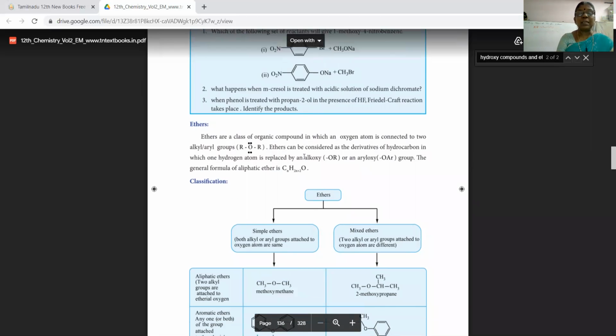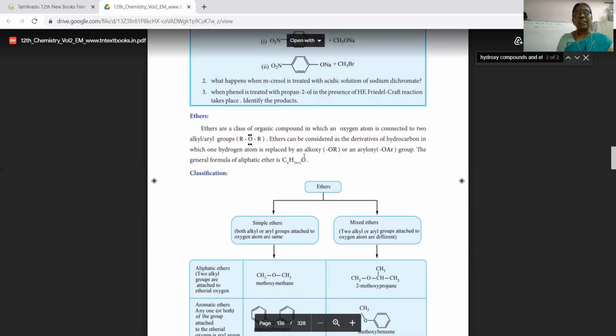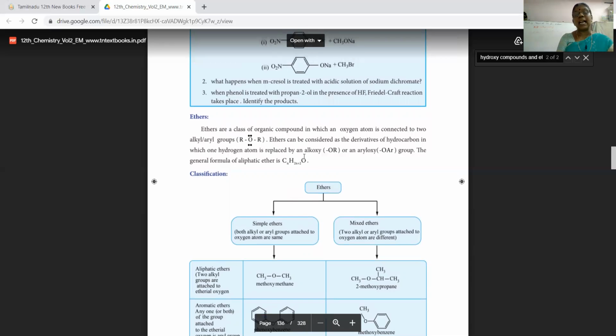Okay, now we will pass on to another one, that is ethers. Ethers are a class of organic compounds in which an oxygen atom is connected to two alkyl or two aryl groups, or it may be one alkyl and another one aryl. Ethers can be considered as derivatives of hydrocarbon in which one hydrogen atom is replaced by an alkoxy group, that is OR, or an aryloxy group, that is OAr. The general formula for the aliphatic ether is CnH2n+2O.